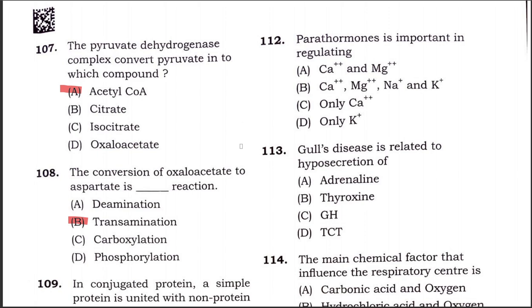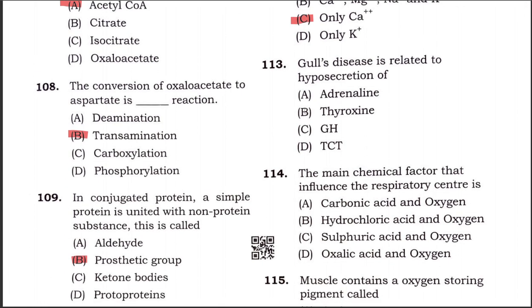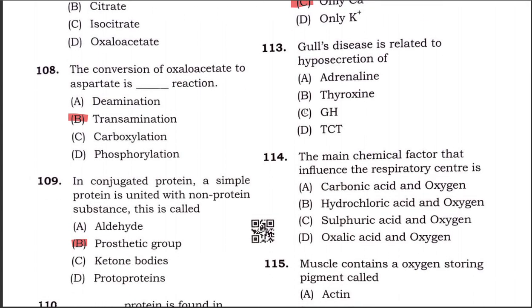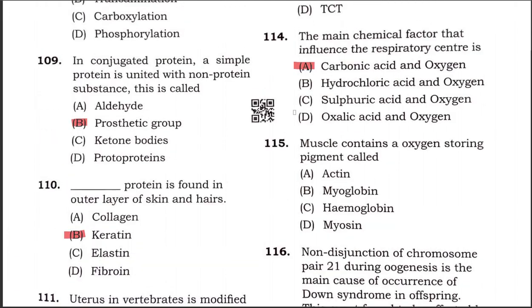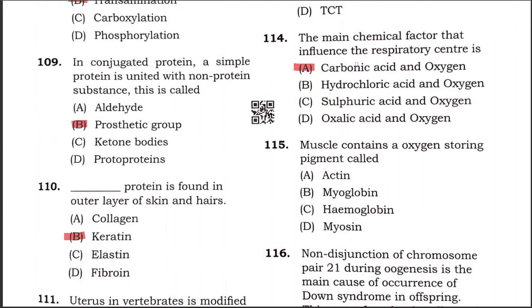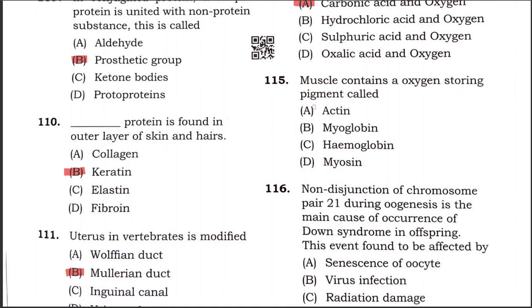Parathormone is important in regulating calcium and phosphate. So calcium is given here. Goiter disease is related to hyposecretion of thyroxine, of course. The main chemical factor that influences the respiratory center is carbonic acid and CO2. Oxygen, I'm not sure, but carbonic acid, I'm sure. Because it is due to the concentration of CO2 and carbonic acid, but they have given oxygen, I am not sure. Muscle contains an oxygen storing pigment called myoglobin, of course.